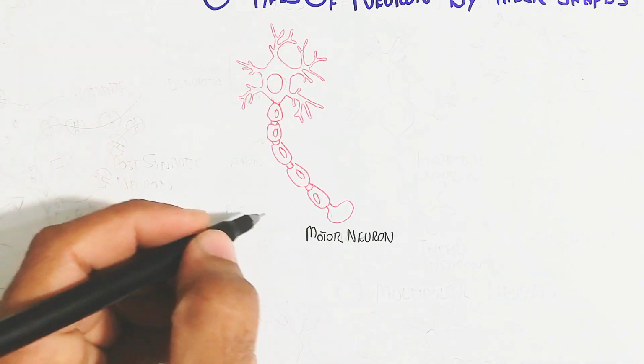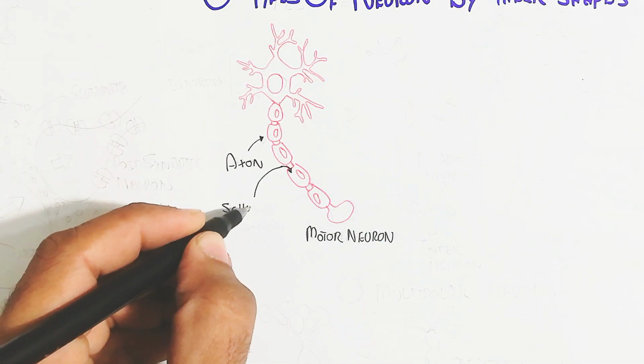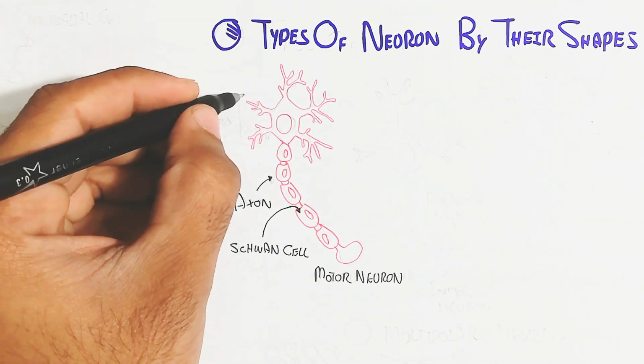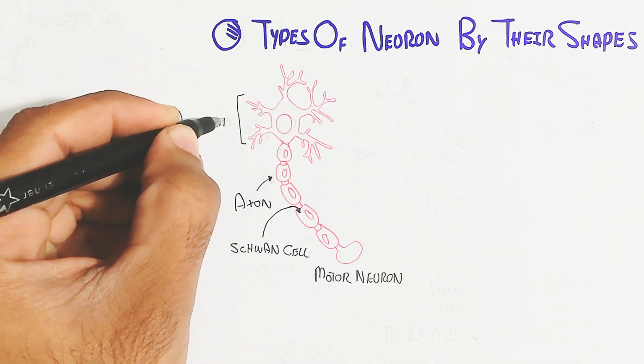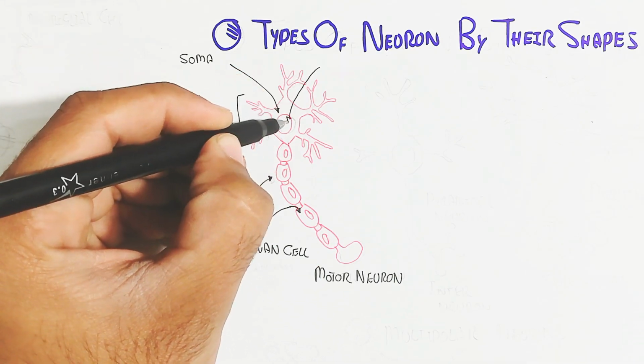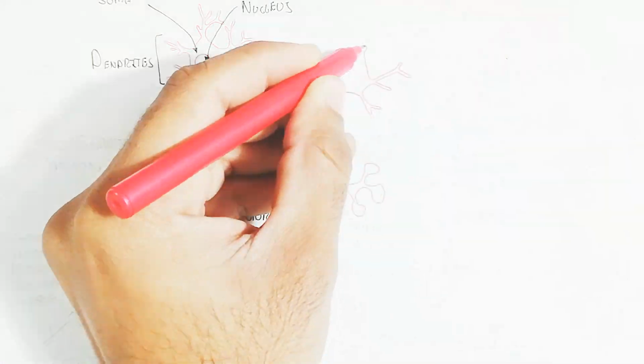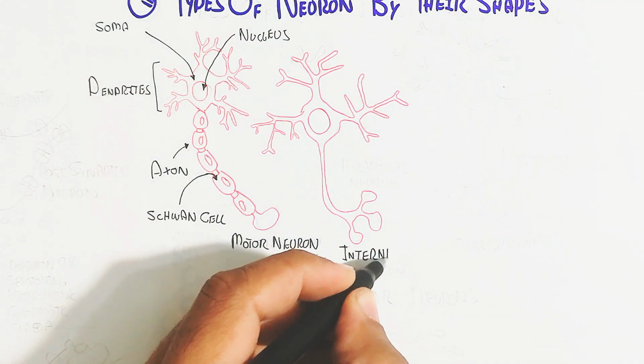terminal. The axon is myelinated and its length is much greater as compared to the interneuron. So here are the dendrites, soma and nucleus, the Schwann cell, and the axon. The axon is used for the depolarization traveling toward the muscle.